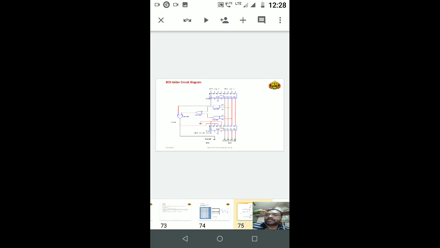I appeal to all of you: take two examples, implement them onto this logic diagram and check whether the proper result is obtained or not. So this is the BCD adder.